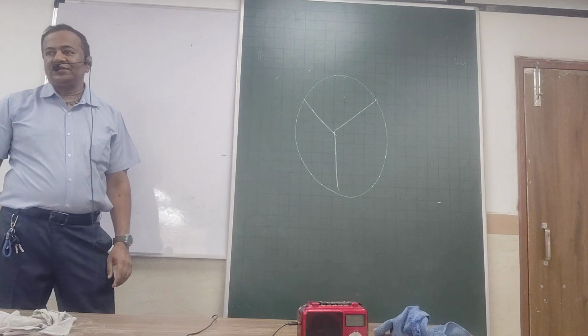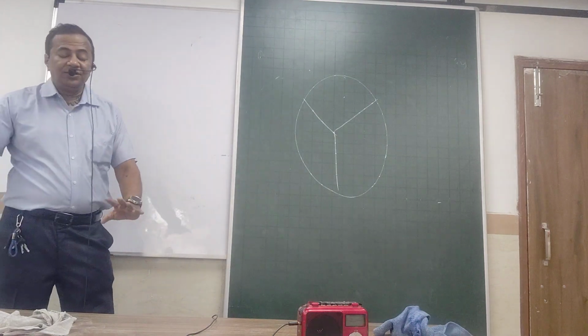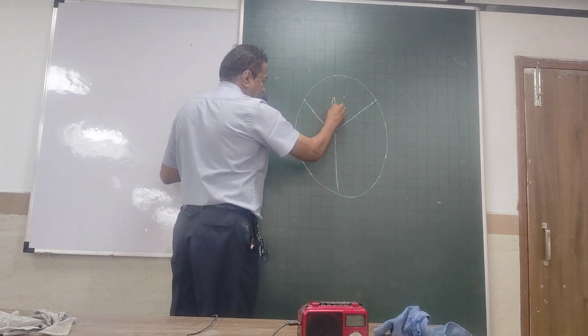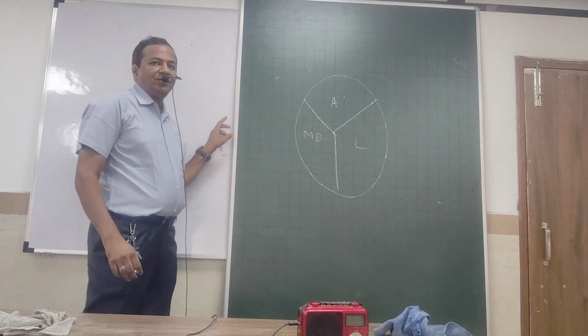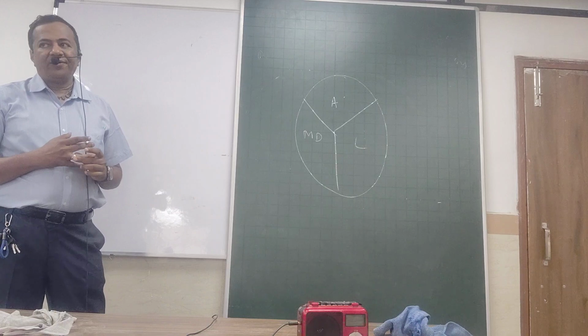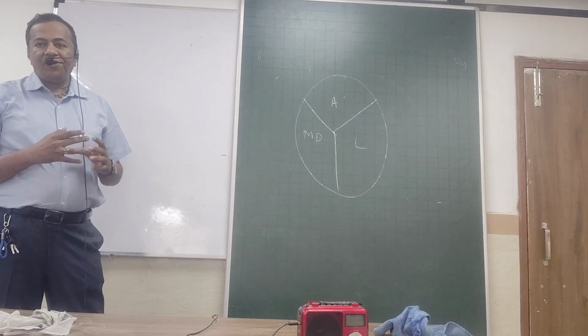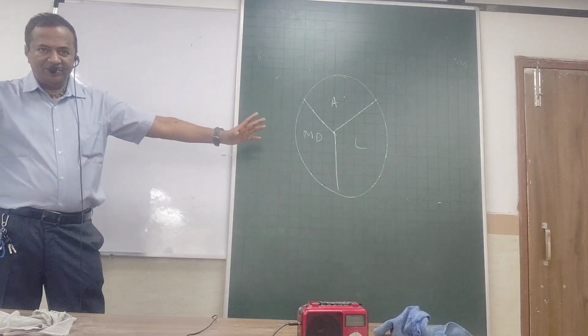This is hypothalamus. So this is thalamus. Thalamus has anterior group, median dorsal and lateral. Okay. I am not going to teach the whole of the thalamus to you.